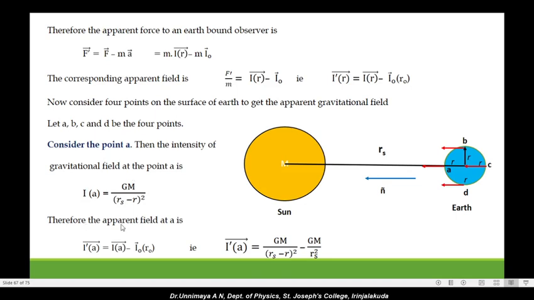Therefore, what will be the apparent field at the point A? I prime A is equal to I of A minus I0 of R0. We wrote the apparent field for any point, for any distance r, as a general expression. For the point A, we just replace r and substitute A. So I prime A will be equal to I of A minus I of R0. We know I of A and we know I0, so substitute: I prime A is equal to GM by Rs minus r the whole square minus GM by Rs square.